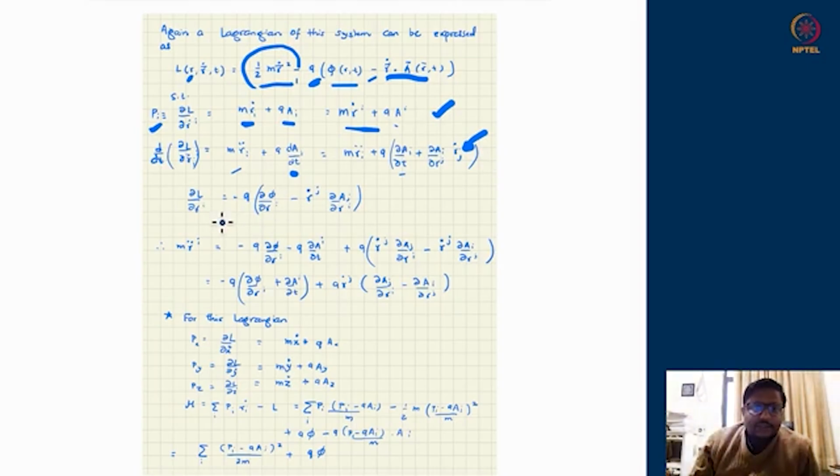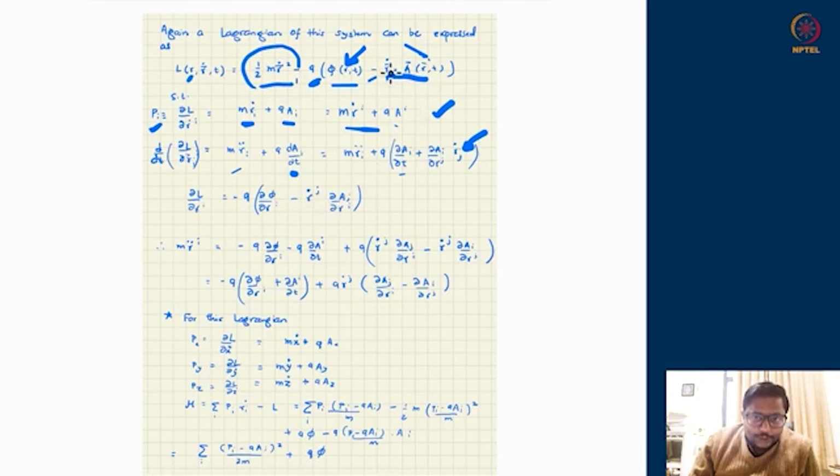The right hand side term in the Euler-Lagrange equation is del L upon del Ri, where again I will search for the occurrence of Ri in the Lagrangian. Ri appears in the scalar potential over here and in the vector potential over here. So there are two terms which contain the information of position, one is the scalar potential and one is the vector potential. Both these terms will undergo the derivative with respect to Ri. So from the first term I will get del phi upon del Ri, and from the second term I will get just Rj dot times del Aj upon del Ri.